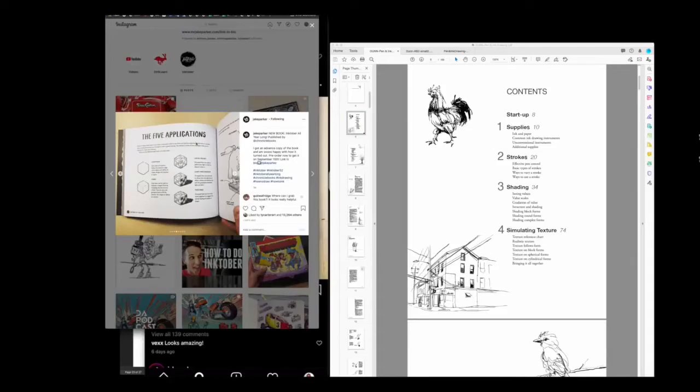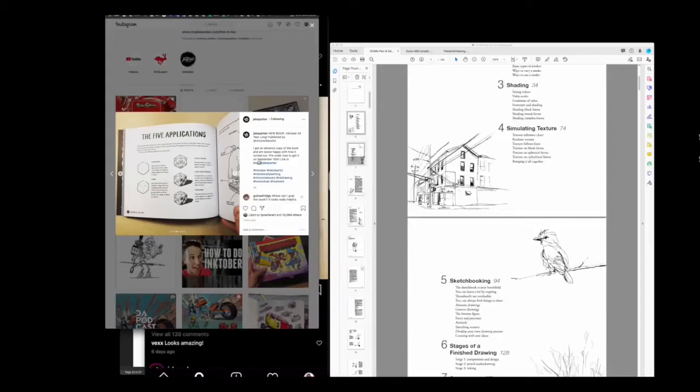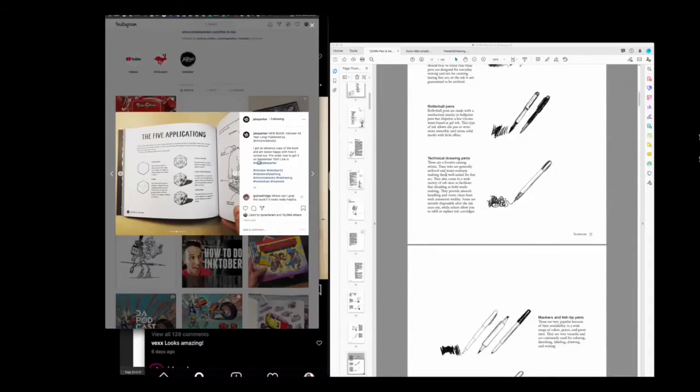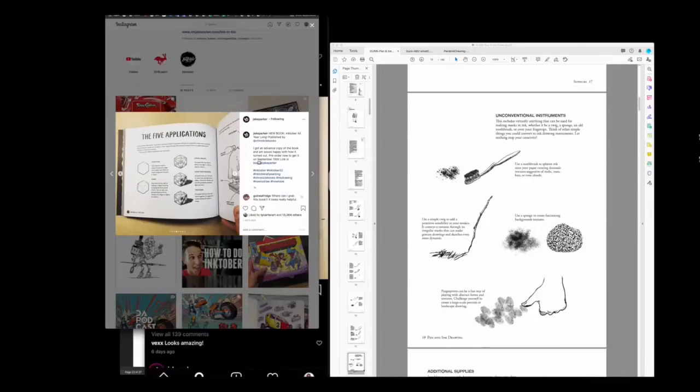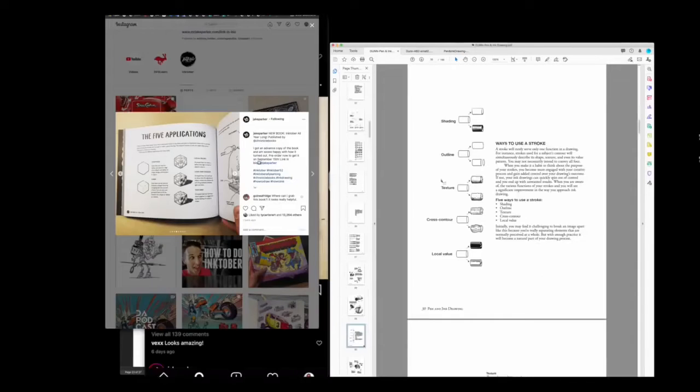Wow, okay, the 5 applications. So what are the 5 applications? Contour, form, local value, shading, and textures. Wow. Now, where have I seen that before? Okay. What he chose to use is the word the 5 applications of a stroke. The term I used was the 5 ways to use a stroke, right? And, you know, this is what happens when you look really silly, when you copy someone without knowing why they do what they're doing. You see, I'll explain this.